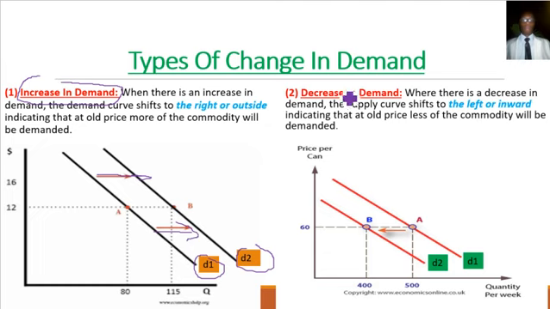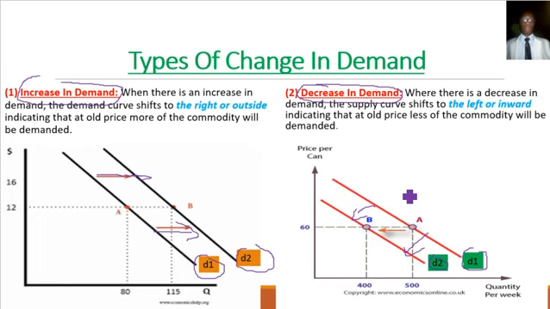The opposite of it is decrease in demand. This is when the demand curve shifts to the left or moves inward. Look at your D1 here. Look at your D2. For you to go from D1 to D2, which direction did you go? You go to the left, as you can see from the arrow here. So if this ever happens, it is known as decrease in demand.